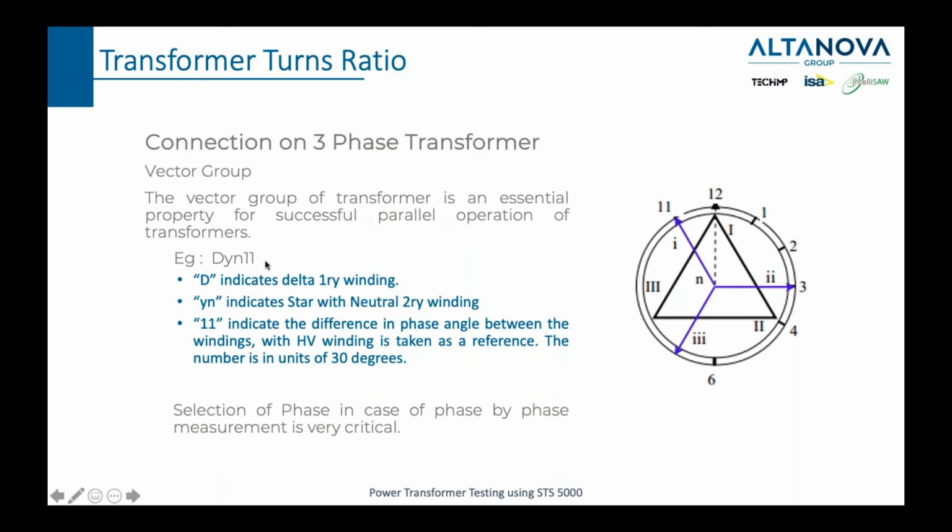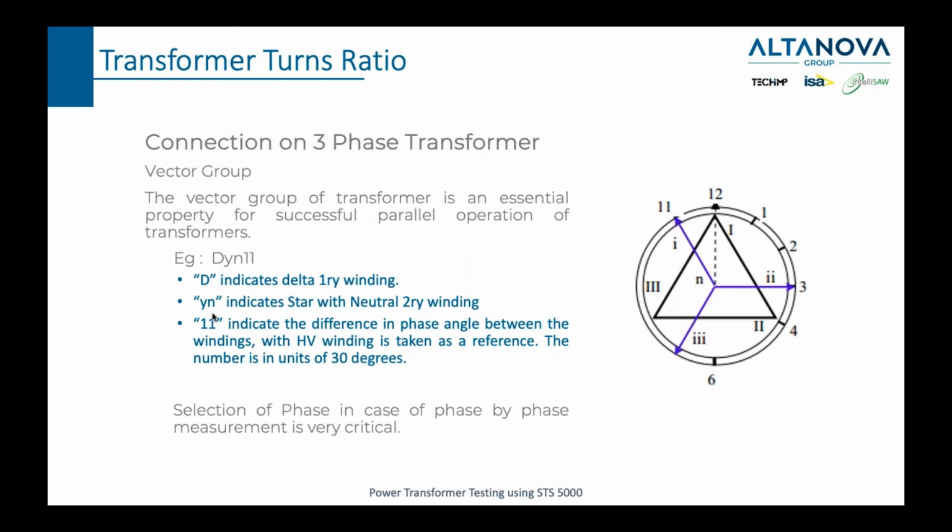So in this example, if we have a delta on the primary side, we will say D, and it will be a caps lock. If on the secondary side we have a star, we will say Y, as we can see here. And then N would signify that this star has a star point grounded. Number 11 indicates the difference in phase angle between the windings, between the primary and the secondary side.